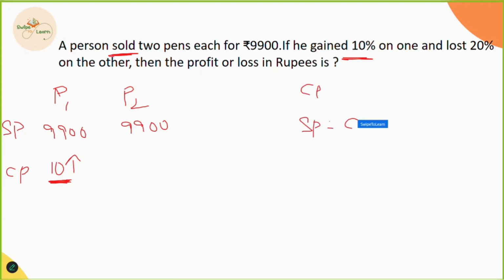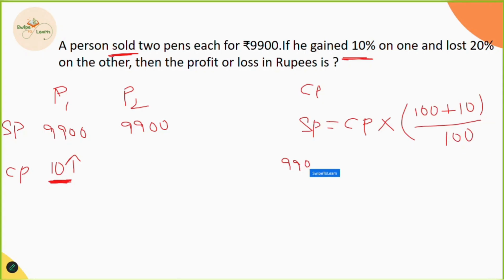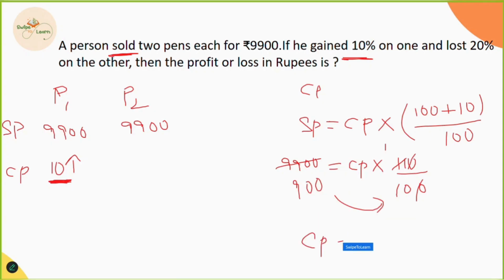SP equals CP into 100 plus or minus the percent, divided by 100. We have a profit of 10, which means 100 plus 10 divided by 100. SP is 9,900, CP we have to find out, into 110 divided by 100. The zeros get cancelled. 11 ones are 11, 11 nines are 99, and 2 zeros here. So 900 into 10 becomes CP, which is 9,000. So the CP for the first pen is 9,000. I bought for 9,000 but sold it at 9,900 rupees.